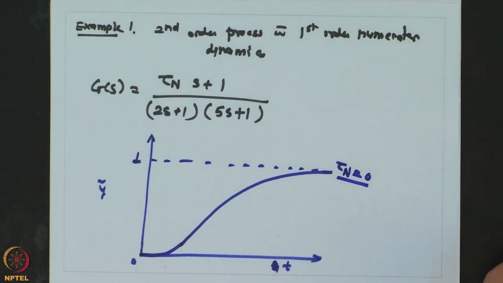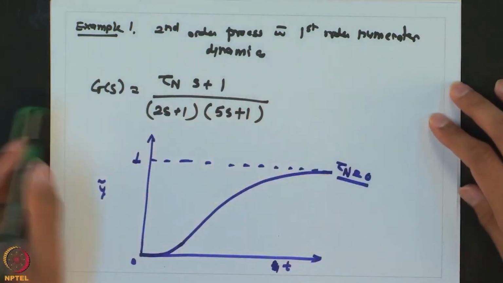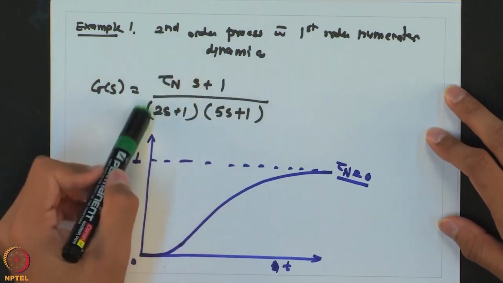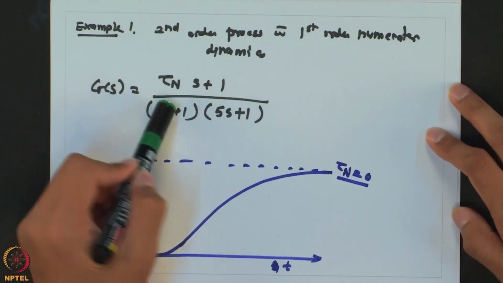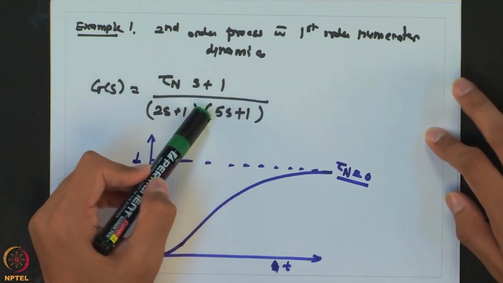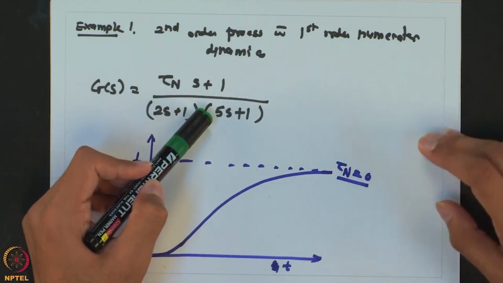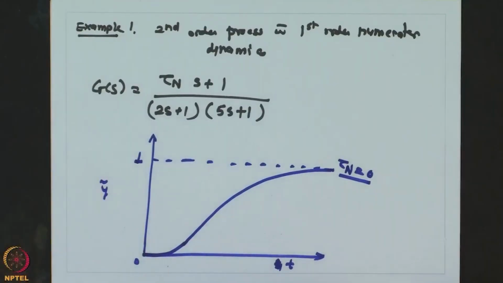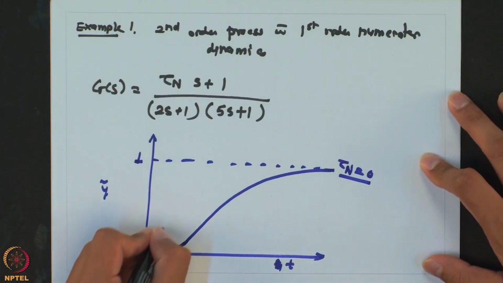Now, let us consider that tau n is equal to 2. So, when tau n is equal to 2, we are going to have 2s plus 1 and 2s plus 1. So, these two modes would get cancelled, and what you have is 1 over 5s plus 1. So, in fact, this system is going to behave like a first order system with time constant of 5. So, in that case, you can see that the response will be something like this.